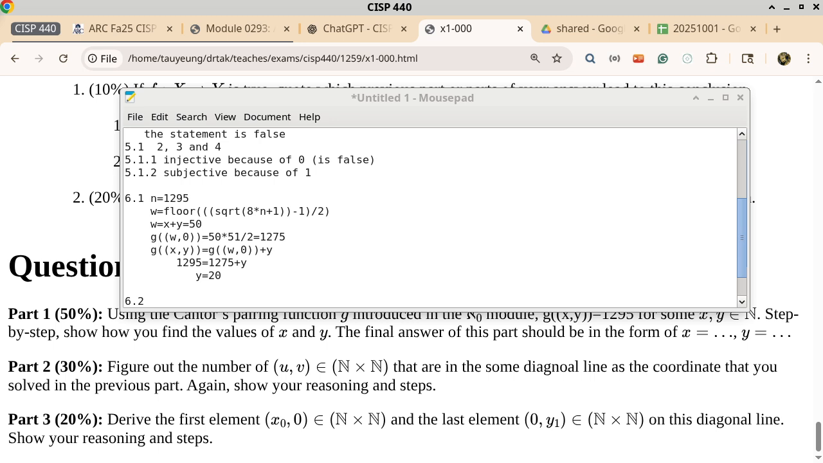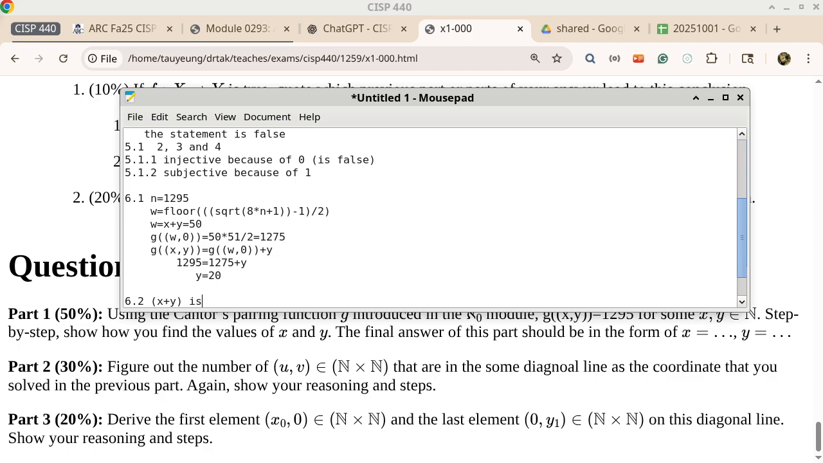6.2 is asking, figure out the number of (u, v), or the number of elements in the Cartesian product of natural number versus natural number, that are on the same diagonal line as the coordinate that you solved in the previous part. So you just say x plus y is the number of, oh, actually there's a plus 1. Plus 1 is the number of elements on the diagonal line. In this case, it will be 21.